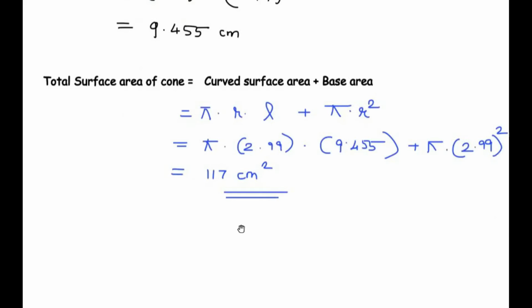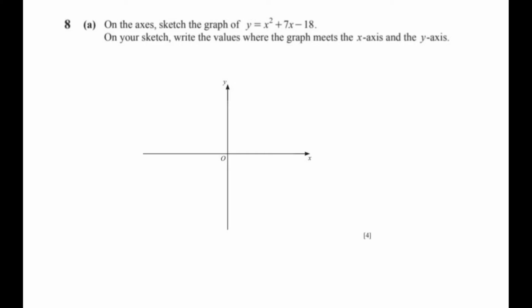Now let us move on to the next question. Now the 8th question is from the graph chapter. On the axis, sketch the graph of y is equal to x square plus 7x minus 18. On your sketch, write the values where the graph meets the x-axis and the y-axis. Now here an equation is given, and this represents a quadratic equation because highest power of x is 2. So our graph is going to be a parabola. That is, either it is going to be a U-shaped graph or an N-shaped graph.